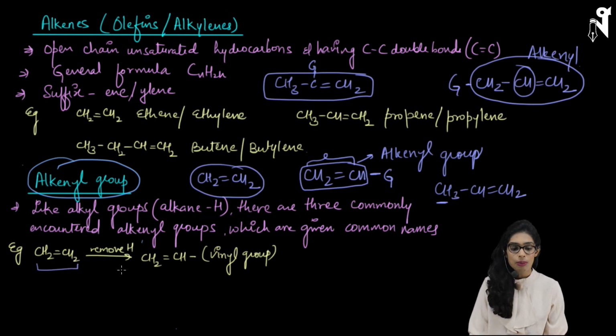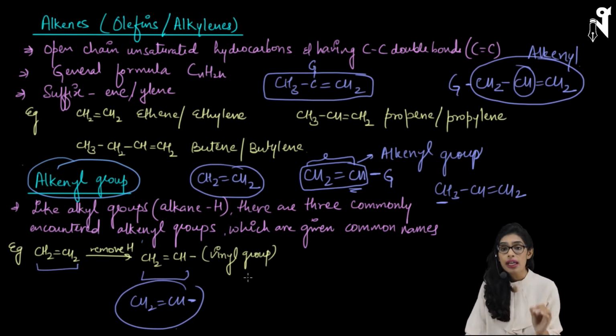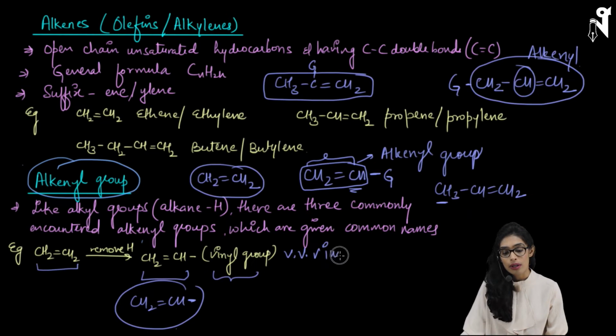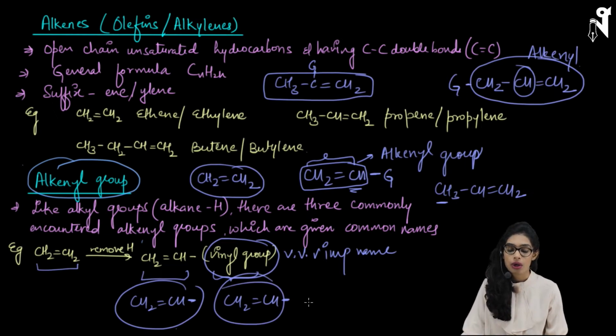So look at the example over here. I have taken CH2 double bond CH2. I have removed hydrogen from here, so it is CH2 double bond CH single bond. This will be the part as I have shown it over here, and this part has a specific name, that is a common name we use over here, and that is the vinyl group. It is very, very important name. So CH2 double bond CH single bond, this part is called vinyl.